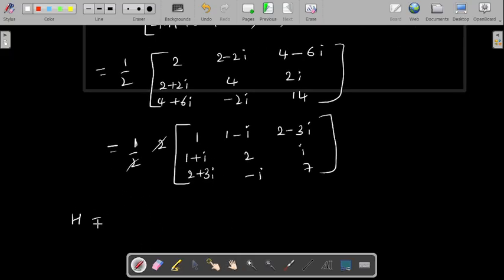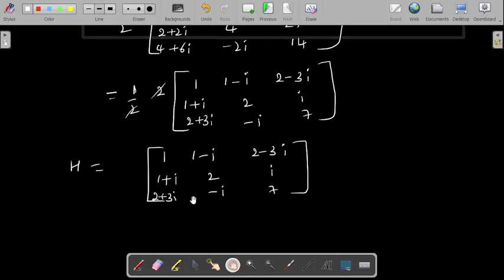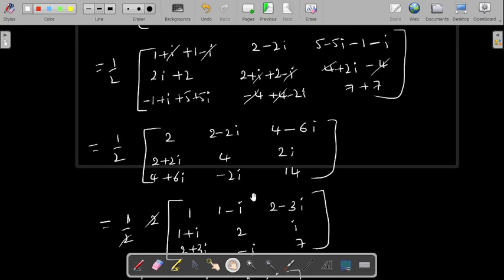So whatever you got, this is H. 1, 1 minus I, 2 minus 3I, 1 plus I, 2I, 2 plus 3I, minus I, 7. So this matrix is automatically a Hermitian matrix, no need of checking. Okay. So next we need to find the S matrix.